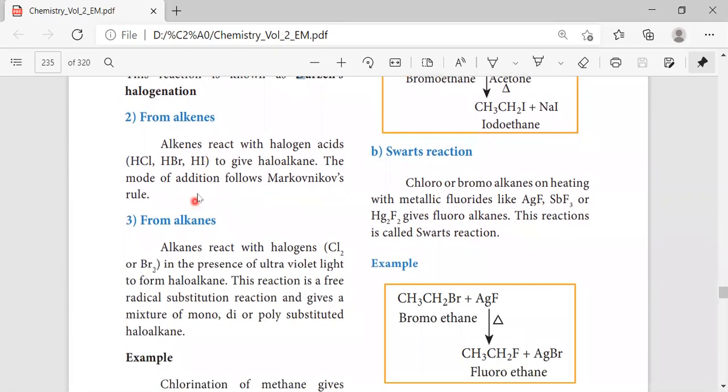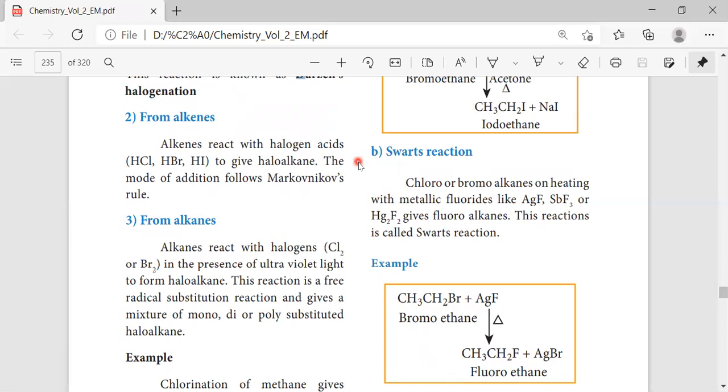So next from alkenes. From alkene, the alkene that reacts with the halogen acids like HCl, HBr, HI, that leads to give haloalkane. So the reaction takes place with respect to Markovnikov's rule. We all know Markovnikov's rule means the negative part of the addendum adds on to the carbon bearing the least number of hydrogen atoms.